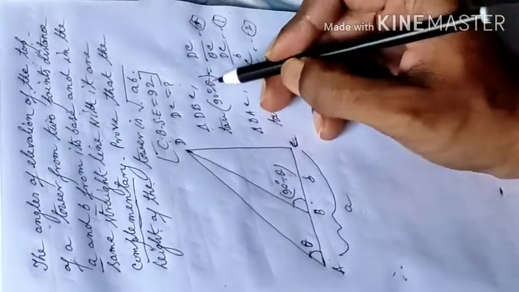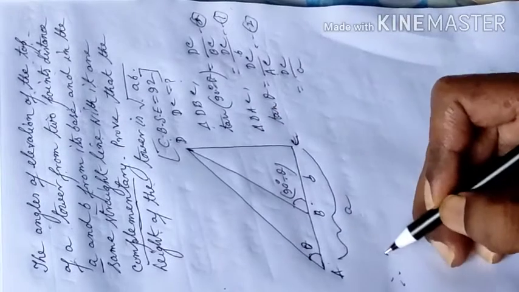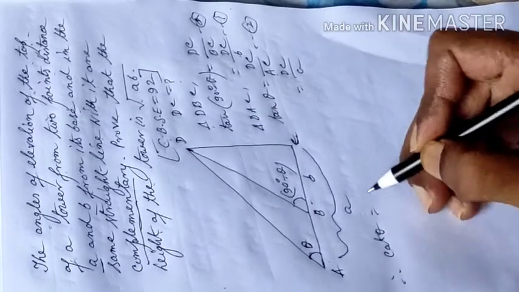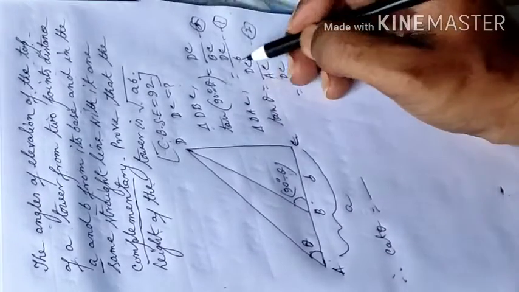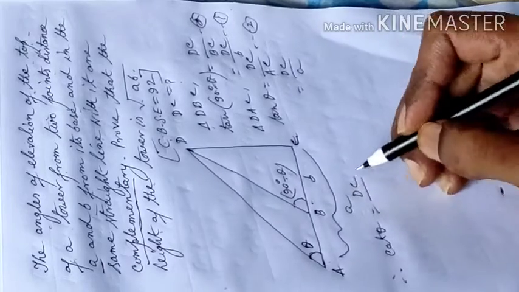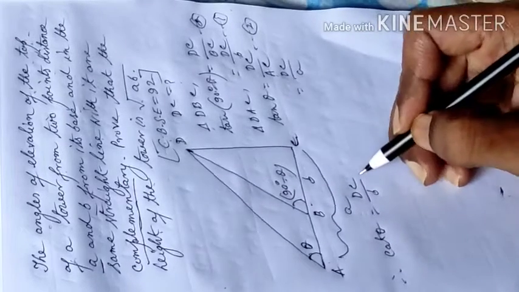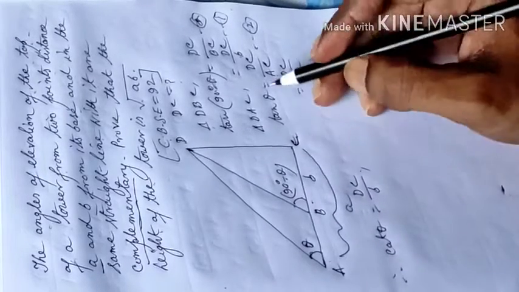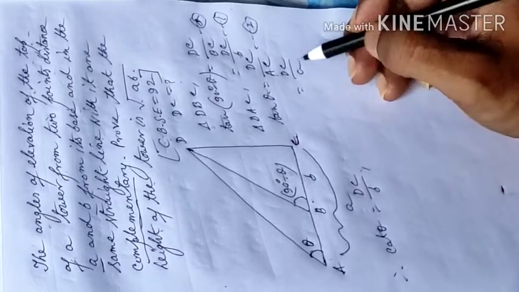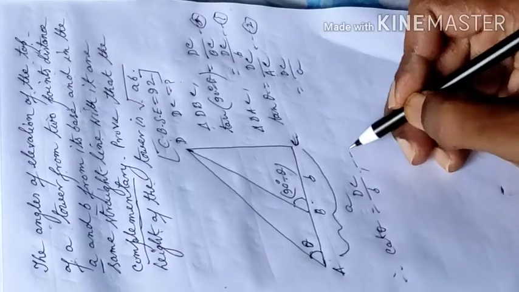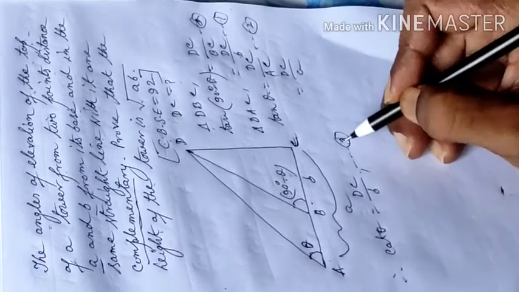Therefore tan of 90 degree minus theta is equal to cot theta. Cot theta is equal to DC by B, and tan theta is equal to DC by A. So this is equation number 3.